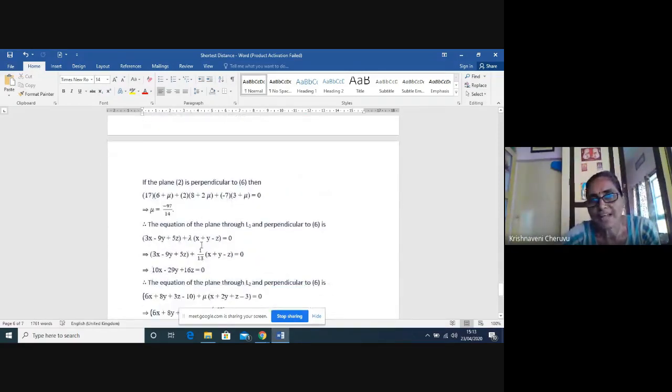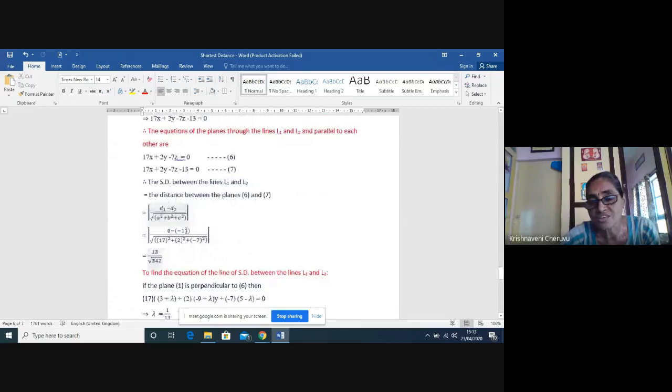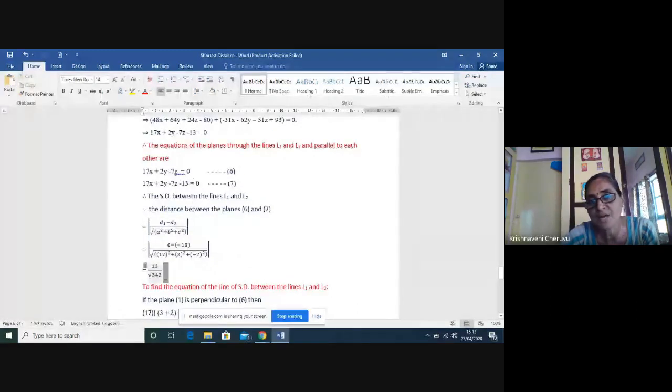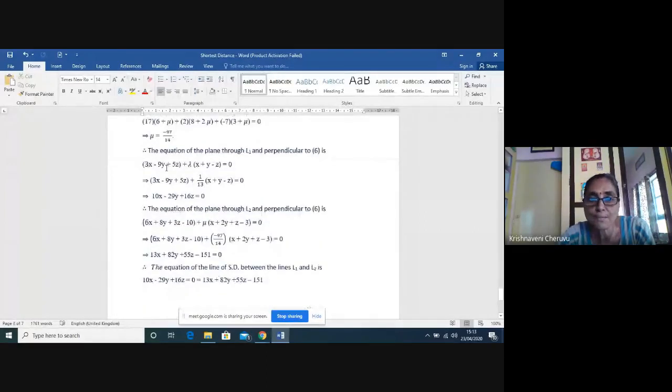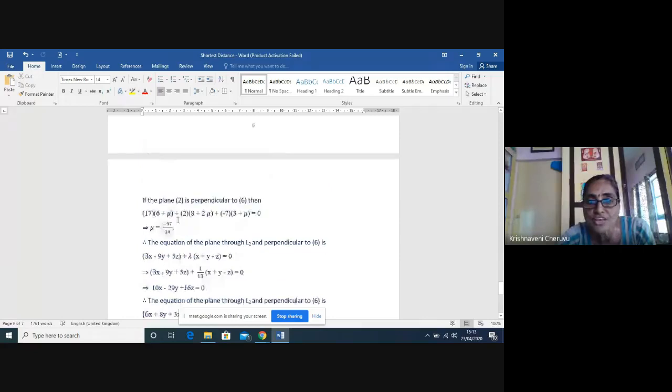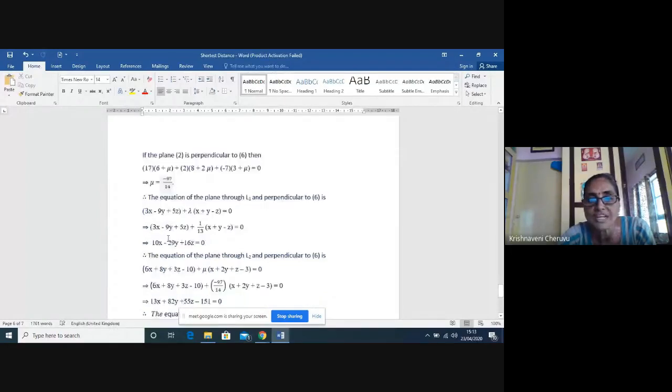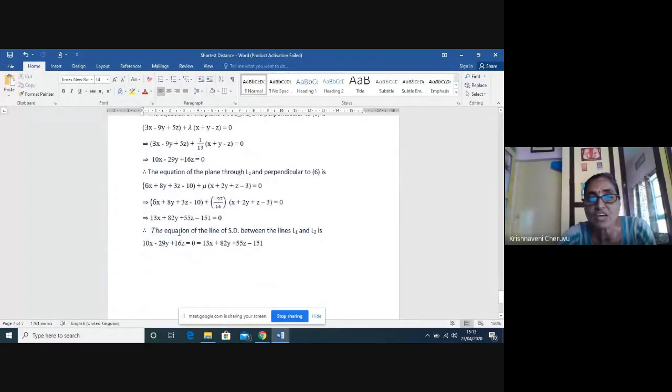See, perpendicular to the plane 6 or 7 is the same, girls, because 6 and 7 are parallel. So in a similar way, you find out the equation of the plane through L2 and perpendicular to 6. This is the equation of the plane through L2, girls. And if it is perpendicular to 6, here I put the condition of perpendicularity, no? So from which you get the mu value, you substitute this mu value here, girls, to get the equation of the plane through L2 but perpendicular to 6.